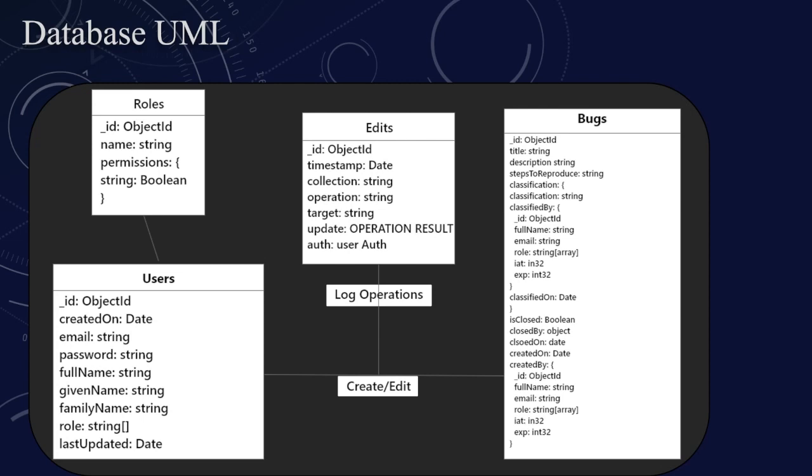Whenever you try doing an operation, it verifies the user has that permission. For the edits, every time someone makes an edit, a log of it is pushed to the database. Also, each bug has a bunch of different values that it could have. So you have your title, description, steps to reproduce. You have all your classifications of the bug. When it was created on, is the bug open or closed? Has it been fixed yet? Test cases, who created the bug, stuff like that.